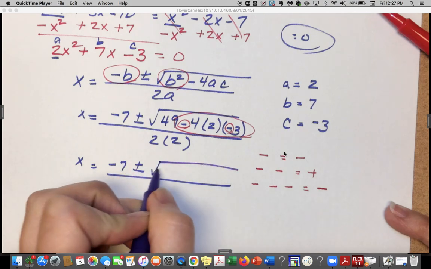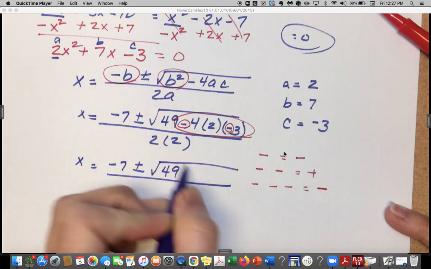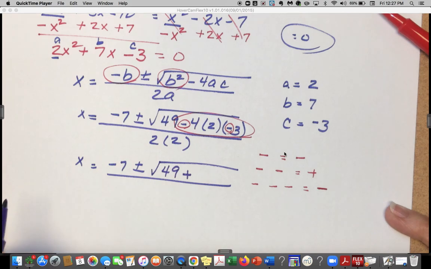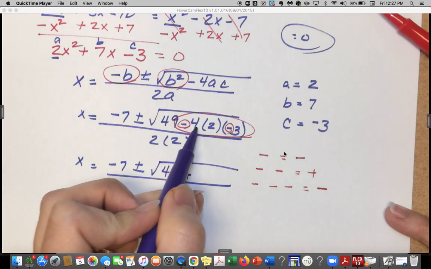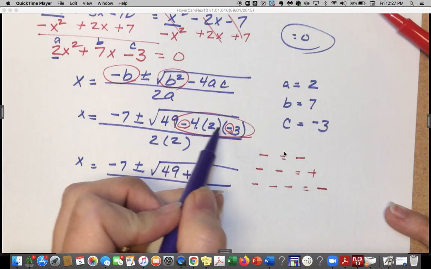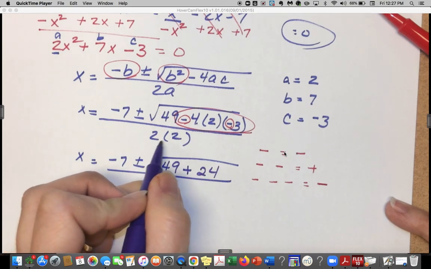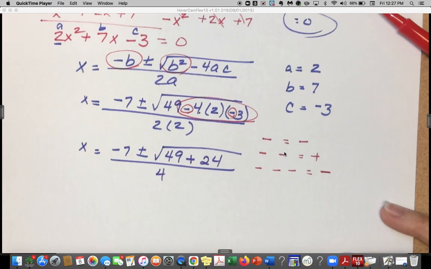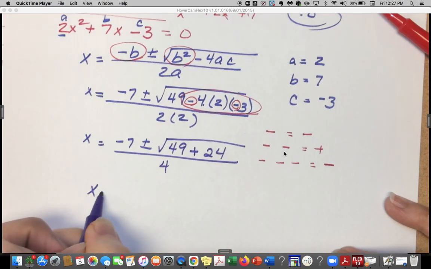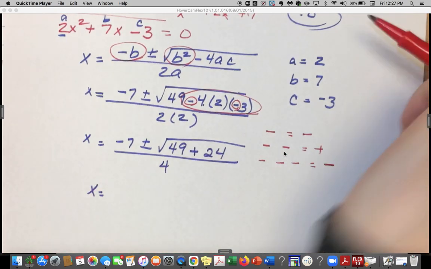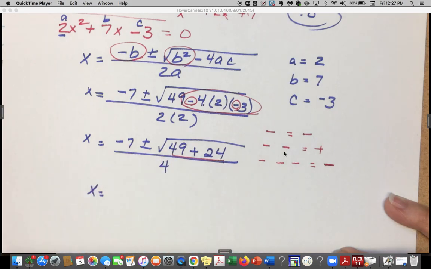So I'm going to have my 49, and this is where I'm talking about, right here. That becomes positive. So 4 times 2 is 8, and 8 times 3 is 24. And then 2 times 2 is 4 down there in the bottom. All right, I'm going to keep going. And then my next step is to always put that part together.